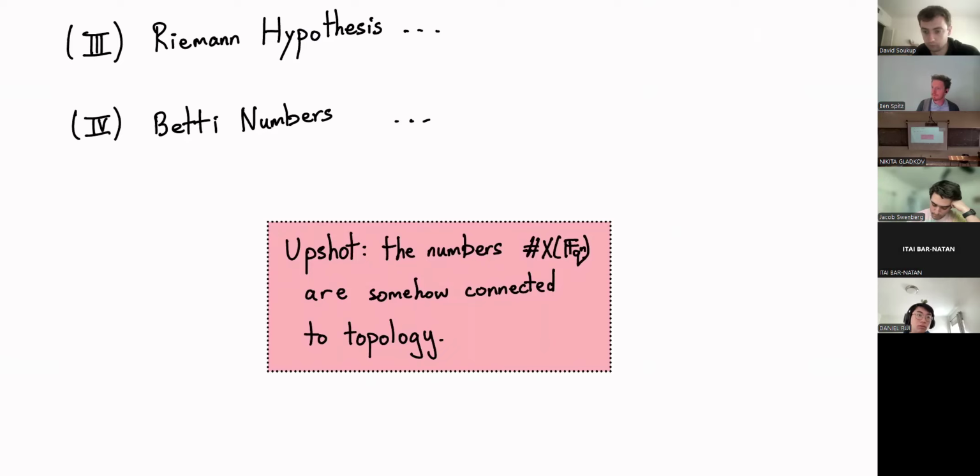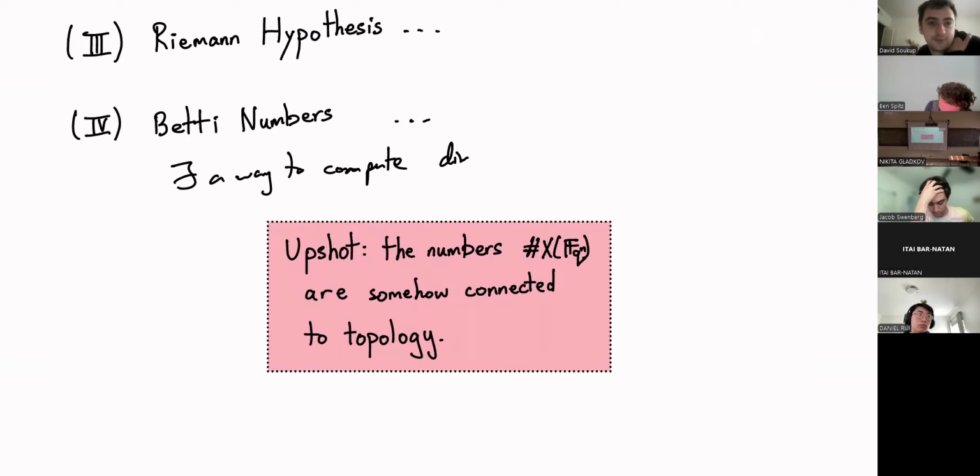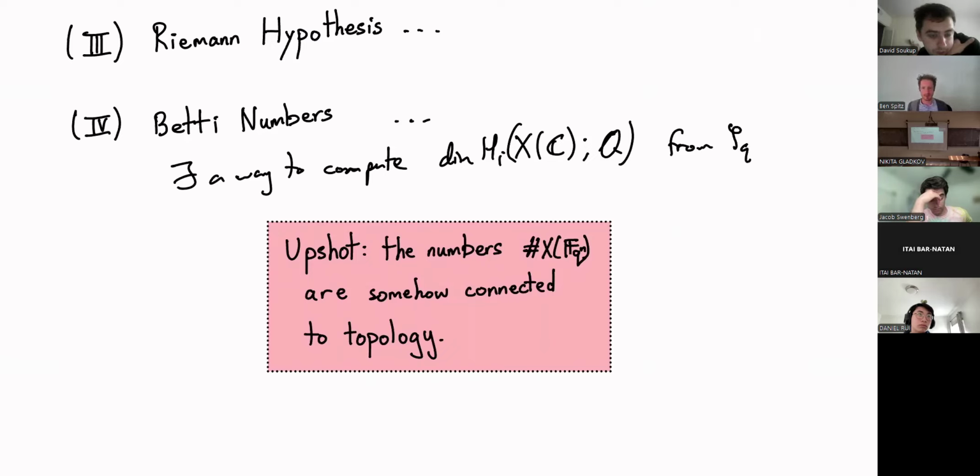Okay. Wait, could you explain what you mean by the Betti numbers here? I'm curious. I mean, there's a way to compute the Betti numbers from the zeta function. I see. Yeah, the Betti numbers of the complex points. Sorry, there's lag on the drawing.